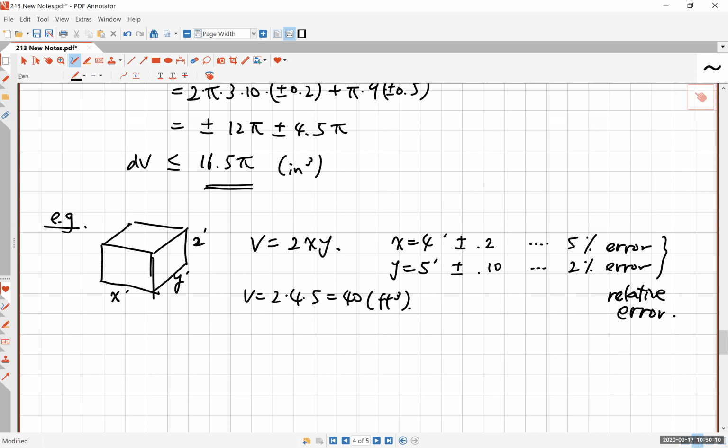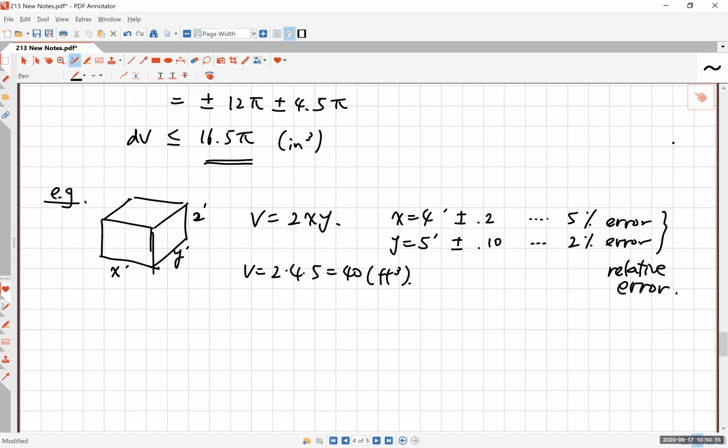The question is, how much can V be off by? What percent can V be off by? We say V is 40 cubic feet. Can it be off by 5% or 2% or less or more? Okay, and that is the question. And again, we do our total differential.